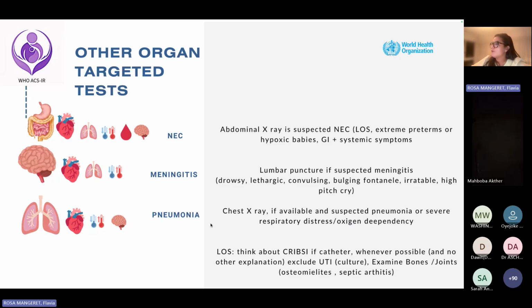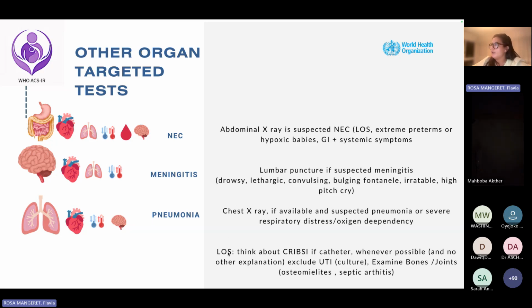Pneumonia: you can also do a chest X-ray if available when you suspect pneumonia, or if you have a baby you suspect has an infection with severe respiratory distress and oxygen dependency, you can also exclude other causes of the respiratory distress. And you always have respiratory symptoms in these cases.